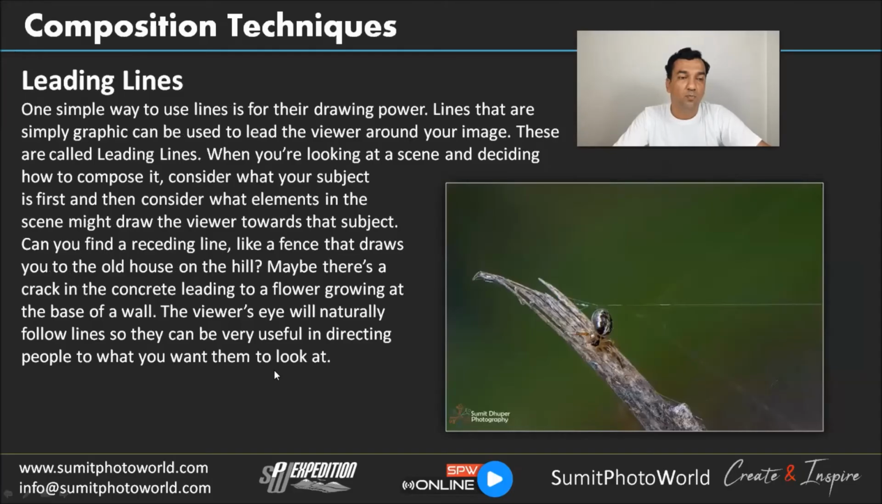The other composition method is leading lines. This is a very simple way of using lines in our frame. If you are lucky and you find some lines in your frame, then you can use those lines to lead your viewer's eyes to the subject. Lines that are simply graphic can be used to lead the viewer's eye around your images. These are called leading lines. So when you have lines leading to the subject, those lines are called leading lines.